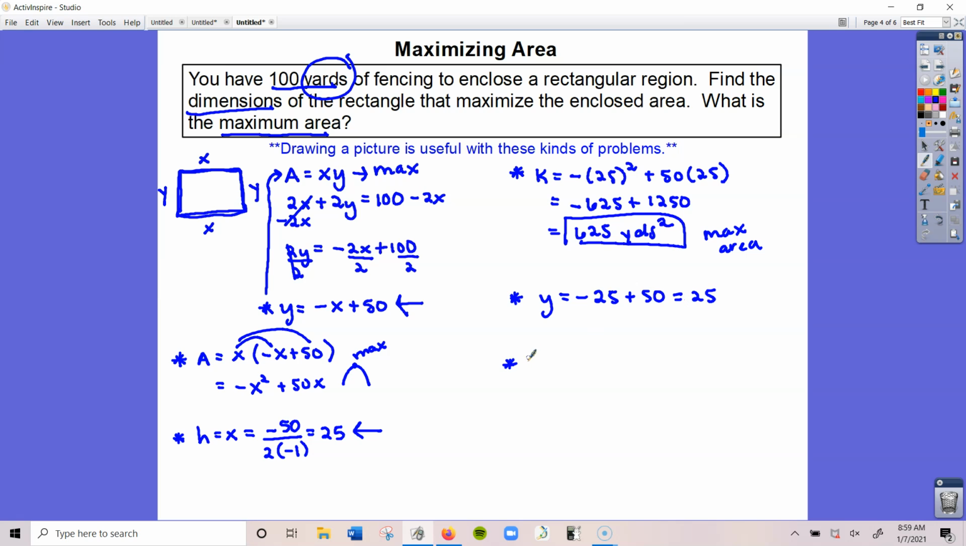So my dimensions would be 25, which is the x, by 25 yards, since those are my units. This x here just means by. If you prefer, you can just write by 25 yards.